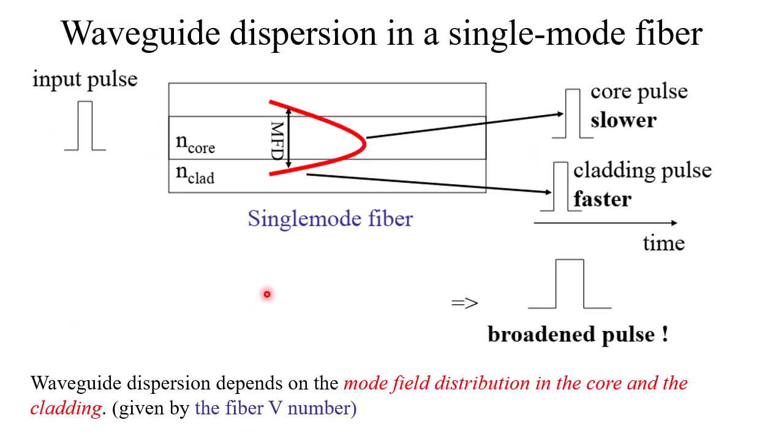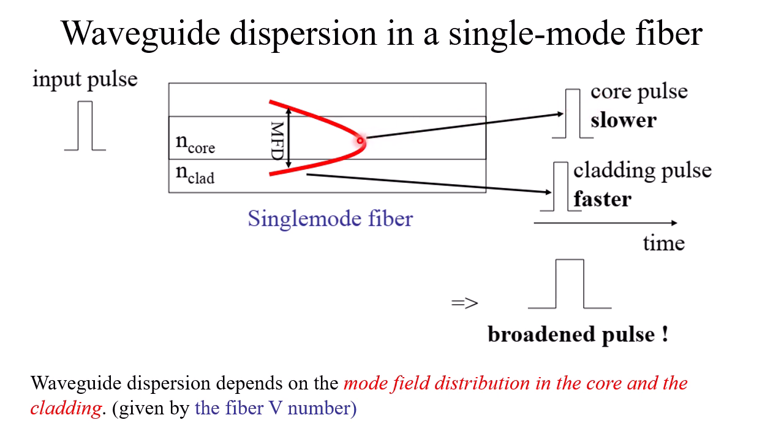For single mode fiber, what happens? If you consider the mode field distribution inside the core, it may be like this. That means the field distribution is highest here, then it will fall, and some of the field is still present inside the cladding. Okay, so we have two types of pulses, right?